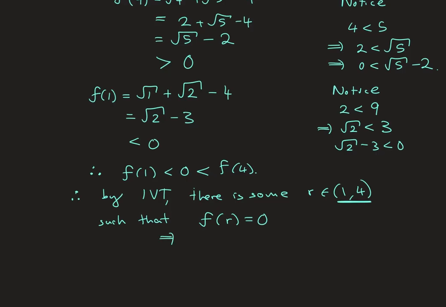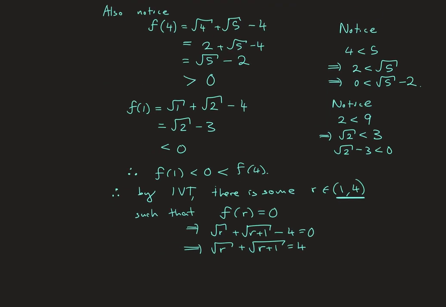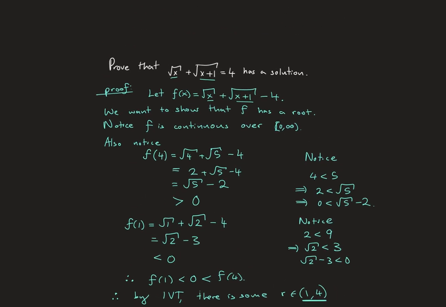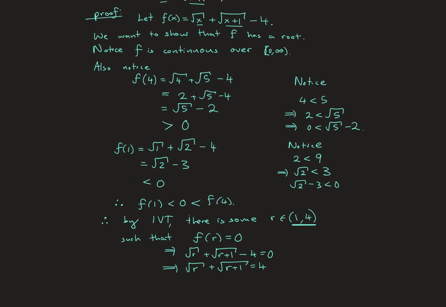Oh, but that implies that the square root of r plus the square root of r plus 1 minus 4 is equal to 0, which implies that the square root of r plus the square root of r plus 1 is equal to 4. And look at what we have. We have an r. We know this r exists. There is some r satisfying the equation. That's what we were tasked to find. We wanted to show this equation has a solution. That's what we did. Done.